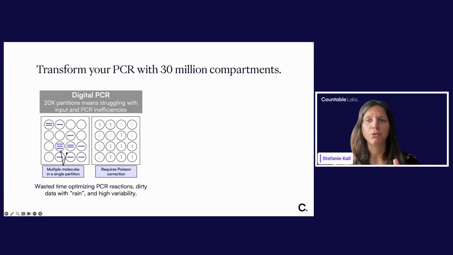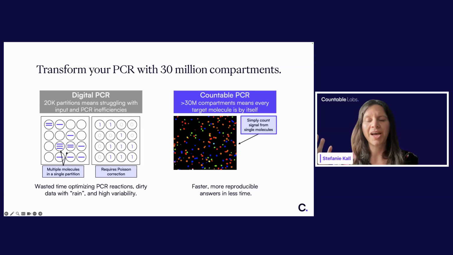And one of the problems too is that once you get to higher concentrations of target, you're going to have a lot more variability because the Poisson distribution kind of breaks down once you get above about 100,000 to 200,000 counts, depending on which specific system you're using. But with Countable, by doing that imaging, we pretty much completely eliminate all of those issues.